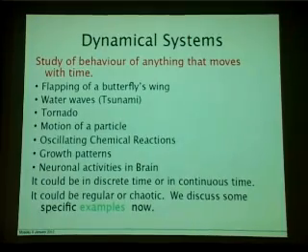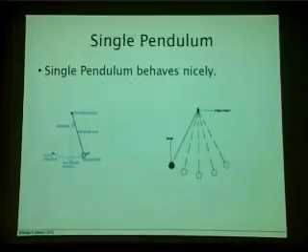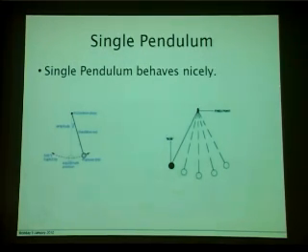Let me show some specific examples now. So as you can see, a single pendulum behaves nicely. It has a regular behavior, and unless there are external forces involved, it will just continue doing what it's doing by oscillating from one side to the other. It has the same trajectory.